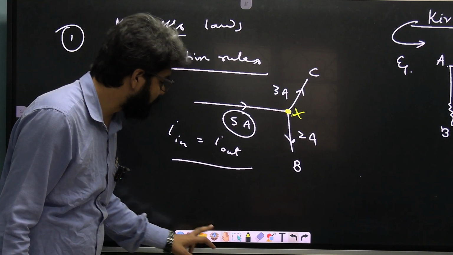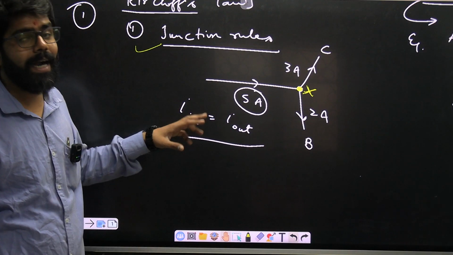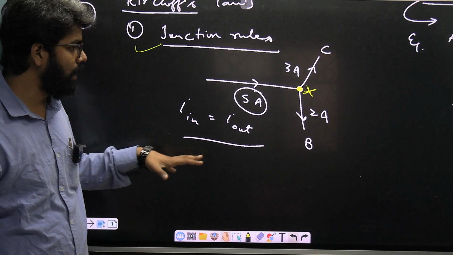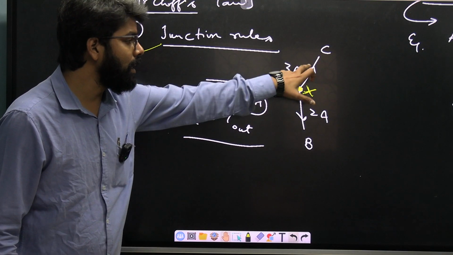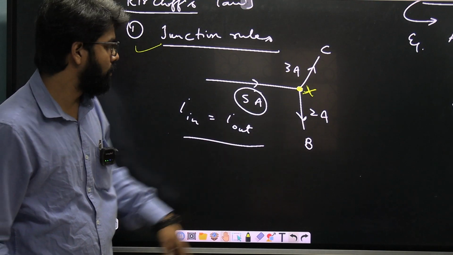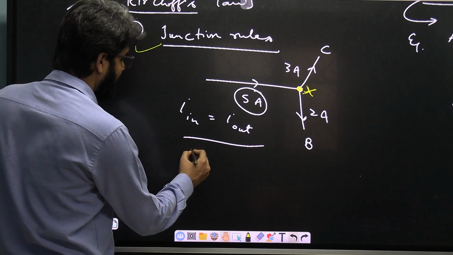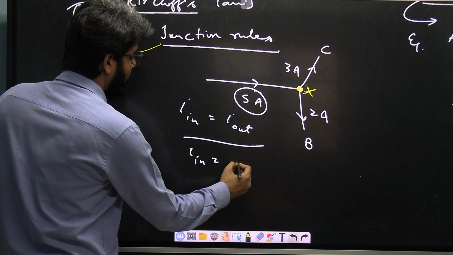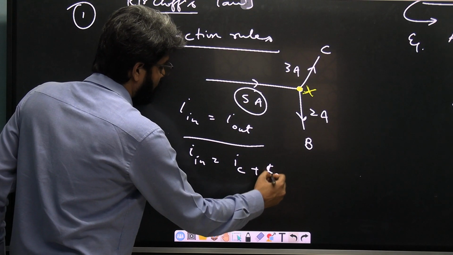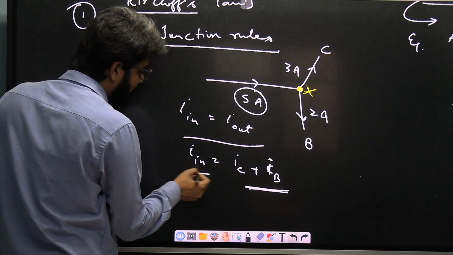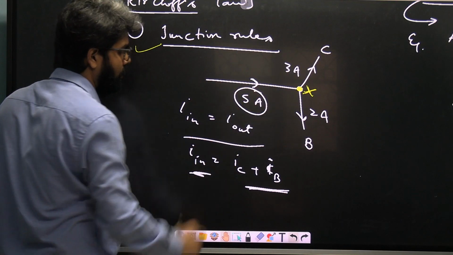We can also say that it suggests the additive nature of current, that whenever current enters the junction, this current is equal to the sum of these two currents. So we can write that current in is equal to current through C plus current through B. These two sum give you the total value of the current which enters.